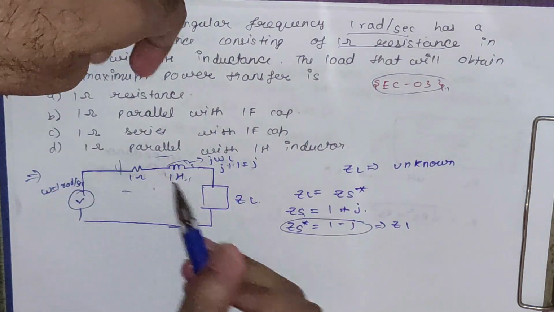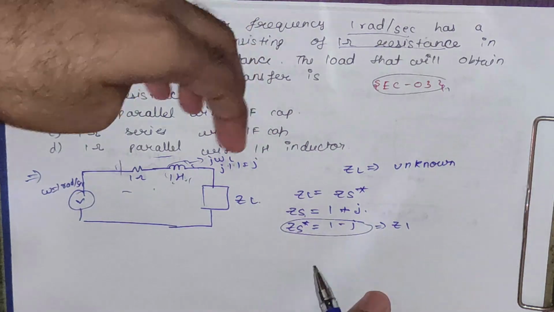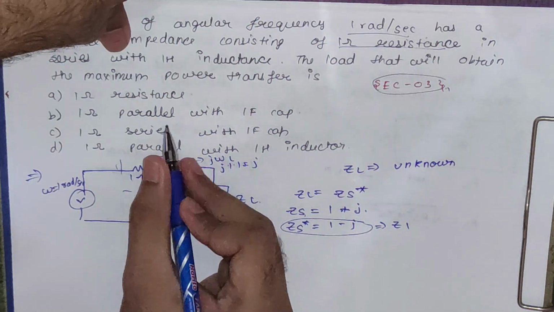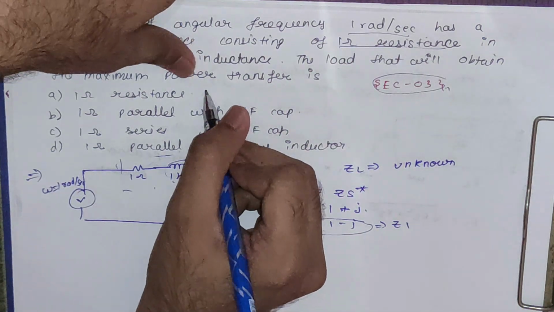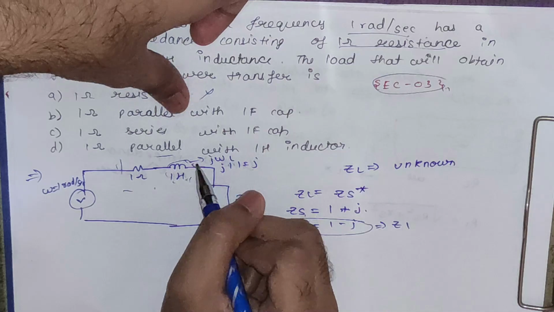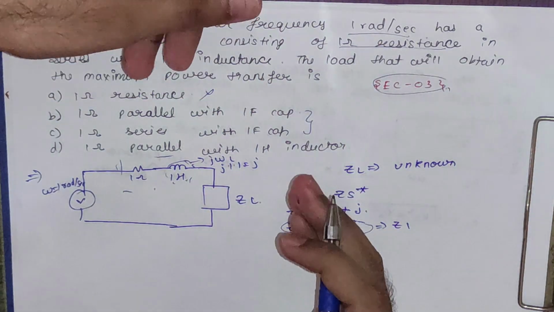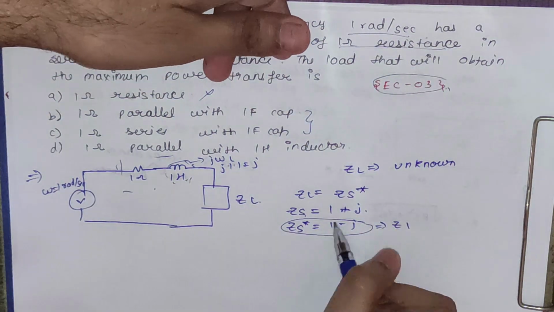So from the options you have to figure out which will be the correct one satisfying this condition. Okay, so we can directly say this 1 ohm resistance will not be our answer. 1 ohm parallel with 1 farad capacitor, 1 ohm series with 1 farad capacitor. Out of these two options we can have one. Why? Because we have a minus sign here.